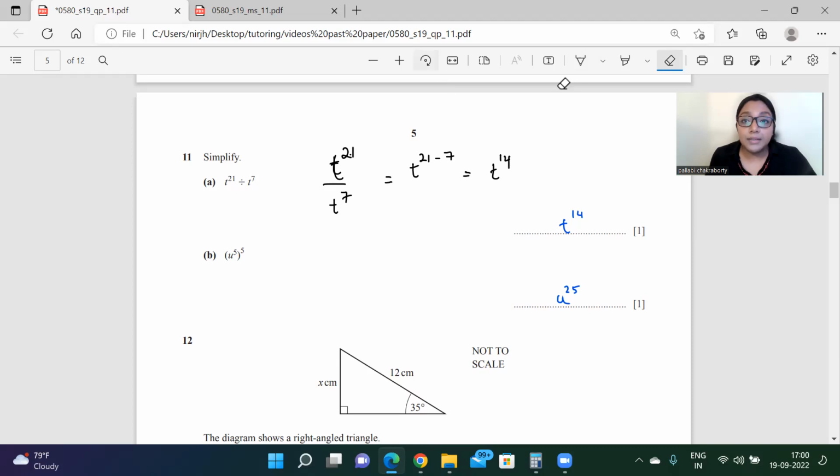Okay, moving on to the next part. It says u to the power 5, the whole thing again to the power 5. So if you have something like this, then what you do is you multiply the powers.